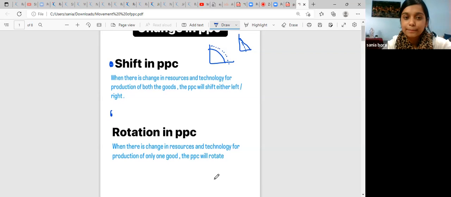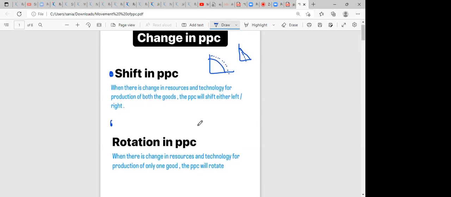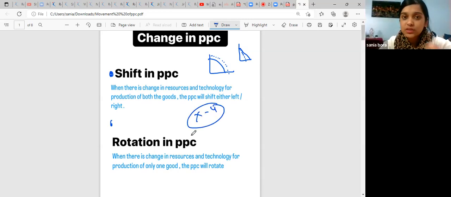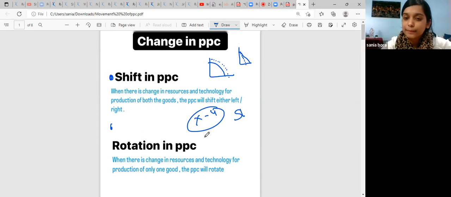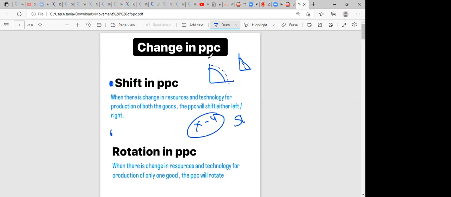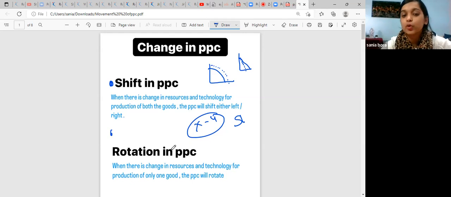Clear? Yes, teacher. Okay. For example, if I'm saying that for both the goods, X good and Y good, I'm changing the technology or I'm changing the resource, then it is going to be a shift, because both of them will be changing their position, right? But in case, like I said, only the technology for X good increased, or the resource for Y good increased, then it is going to be a rotation. Clear? Yes, teacher. Okay, so you're going to put the heading change in PPC, then first shift in PPC and second rotation in PPC.